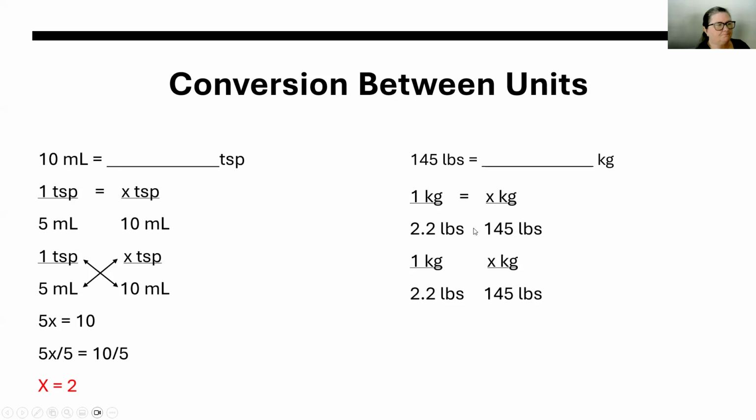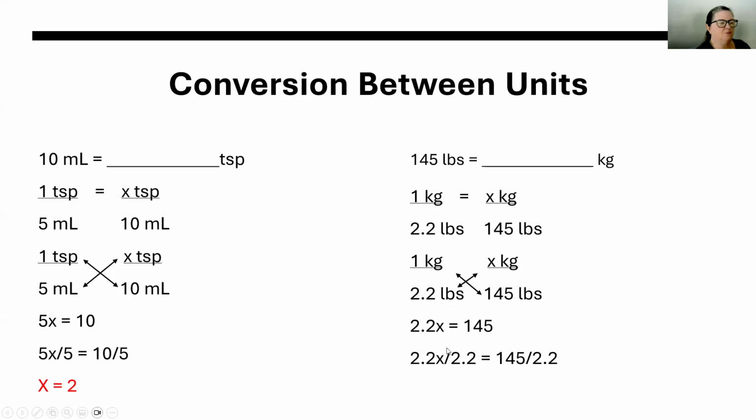Let's try this one. All right, 145 pounds to kilograms. We know, because it's on our chart, that 1 kilogram is 2.2 pounds. So now we need to know how many kilograms is equal to 145 pounds. Again, we're going to cross multiply. 2.2 times x is 2.2x. 1 times 145 is 145. We've got to get rid of this number here.